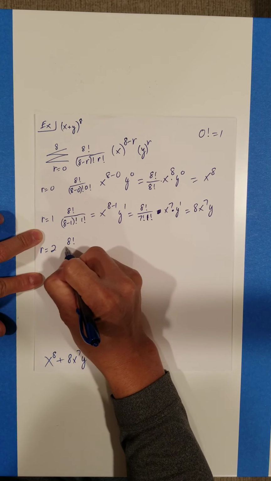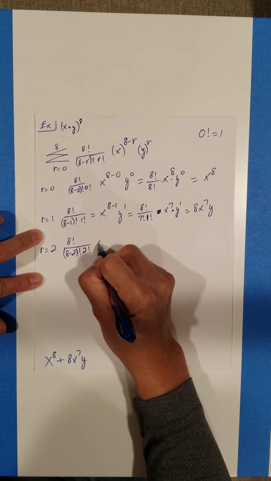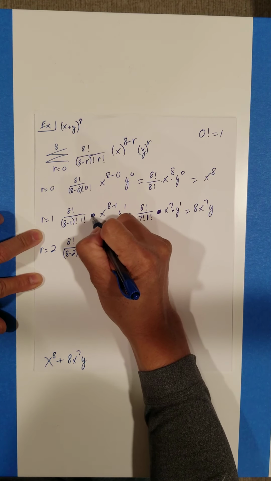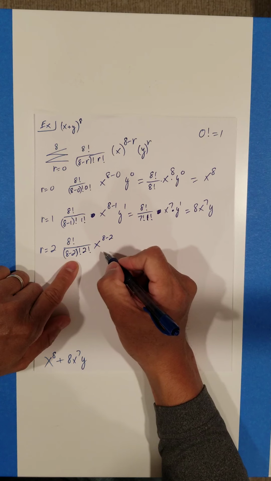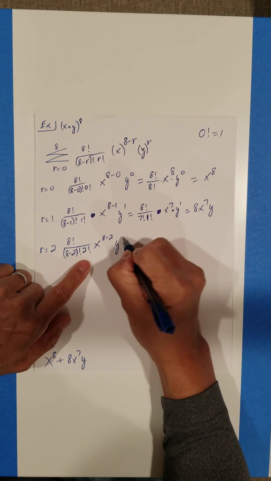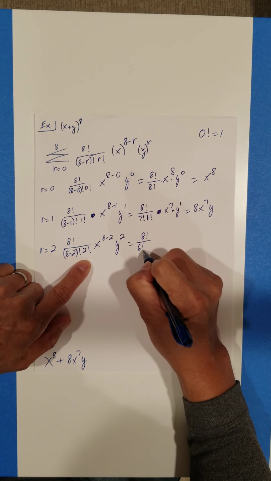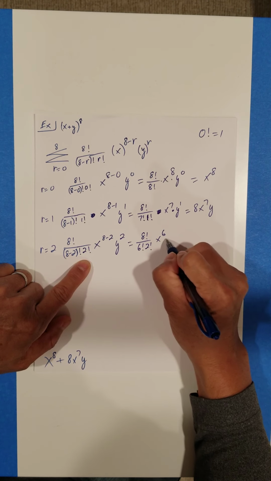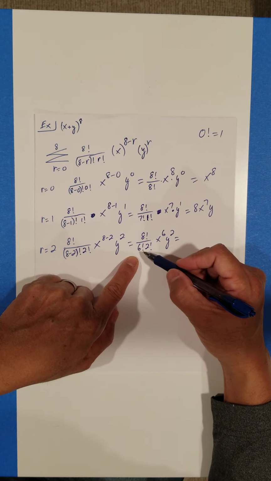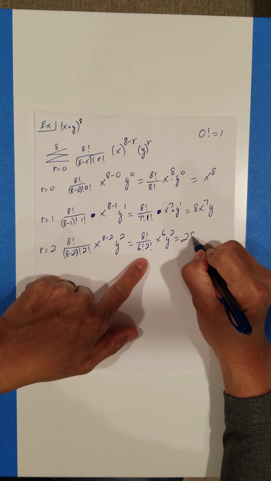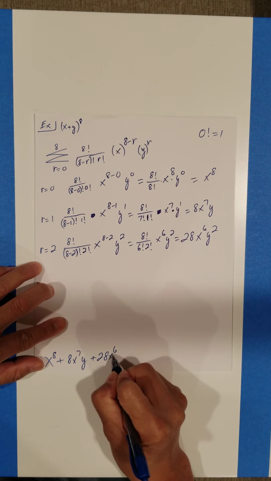Okay, 8 factorial, 8 minus 2 factorial, and 2 factorial. X to the 8 minus 2. The first number goes on the power of x, y to the second number, 2. So we work this out with 8 factorial, 6 factorial, 2 factorial, x to the 6, y squared. Now 8 factorial divided by 6 factorial, 2 factorial is going to be 28, x to the 6, y squared. So plus 28x to the 6 y squared.